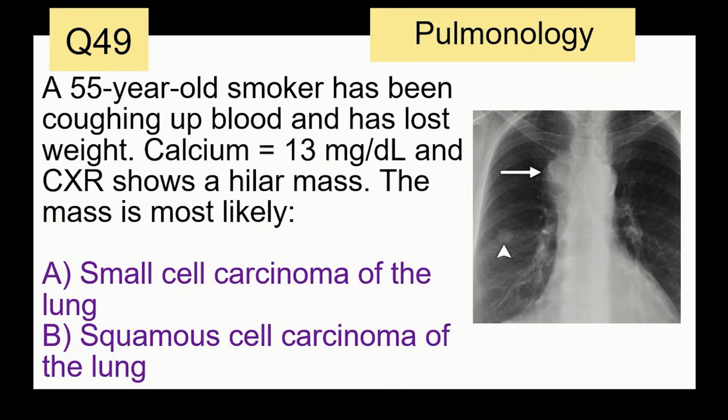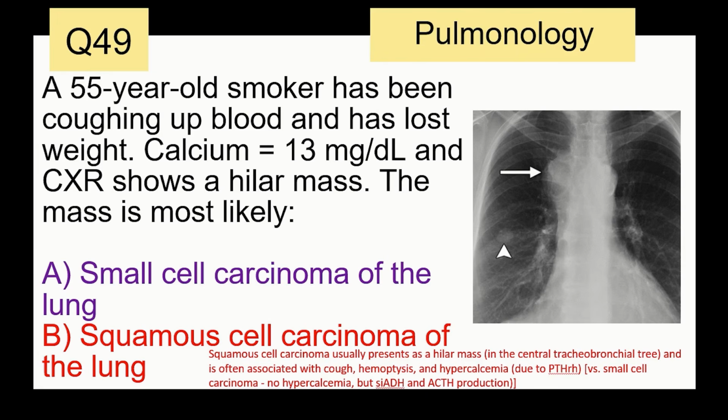Question 49. A 55-year-old smoker has been coughing up blood and has lost weight. Calcium is high, hilar mass. What's going on over here? Remember, calcium high is in squamous cell carcinoma of the lung. It usually presents as a hilar mass. It's associated with cough, hemoptysis, and hypercalcemia due to the PTHrP.